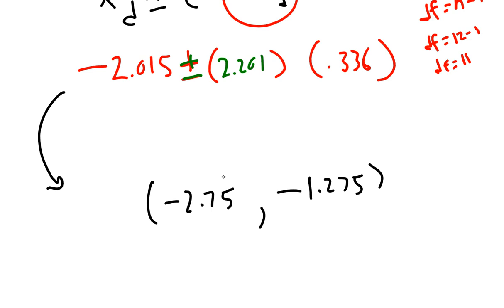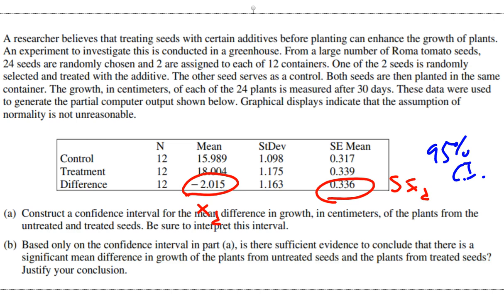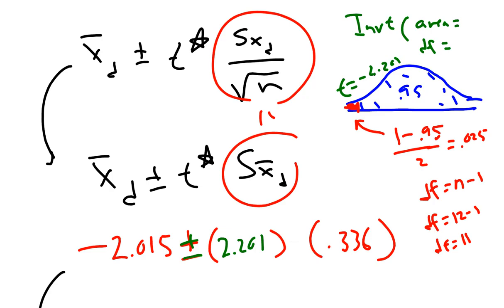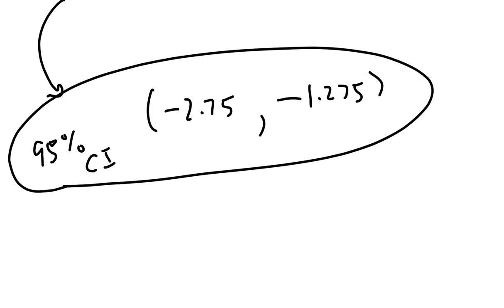Okay, so what can we say here? This is our 95% confidence interval. So we can say that we are 95% confident the true difference between the treated and untreated seeds in terms of growth is somewhere between negative 2.75, I guess it was centimeters in this case. Let's just make sure that's the case. Yep, growth is in centimeters, and negative 1.275.